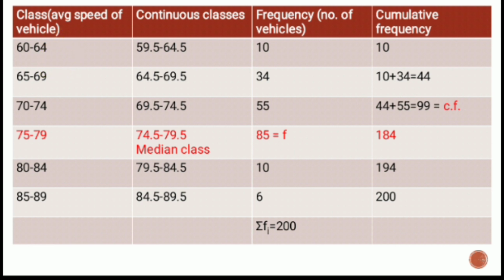Okay, we have to add and subtract 0.5 from both the intervals or both the classes. So by subtracting 60 minus 0.5, the answer comes as 59.5, and by adding 64 plus 0.5, the answer comes as 64.5. Now going to our second observation, 65 minus 0.5 gives you 64.5, and by adding 69 plus 0.5, that gives you 69.5.